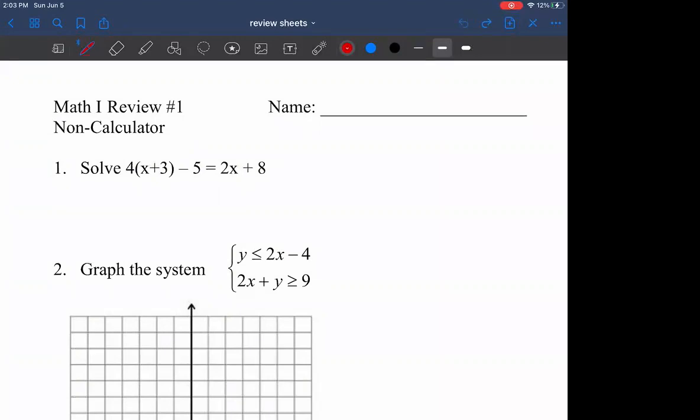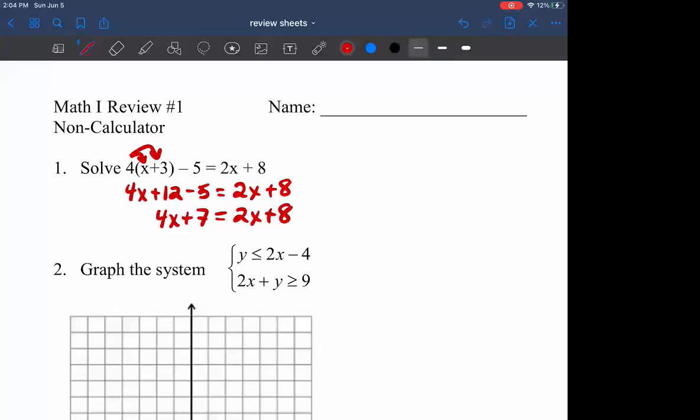So the first problem tells us to solve 4 times (x plus 3), minus 5, equals 2x plus 8. We're going to distribute here. 4 times x makes 4x. 4 times 3 makes 12. Then take away 5. That equals 2x plus 8. I'm going to simplify the left side a little bit more. 12 take away 5 makes positive 7. So we get 4x plus 7 equals 2x plus 8.